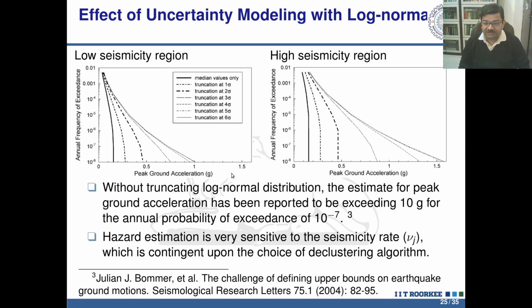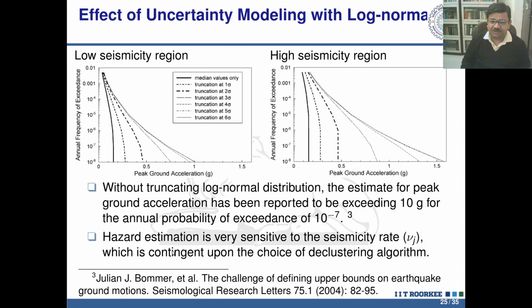Now, if you integrate with respect to epsilon and truncate that integral at 1 epsilon, this is what you get in a low seismicity region. The difference from the median keeps on increasing as your annual frequency of exceedance decreases, or the return period increases. So with 2 epsilon, this is what it is, 3 epsilon, 4 epsilon, and so on. And this is for a low seismicity region, they assume.